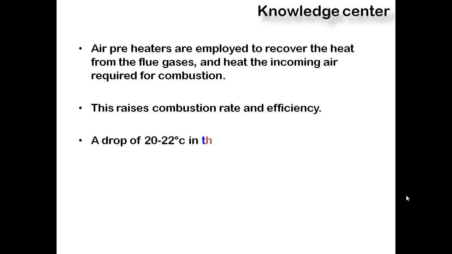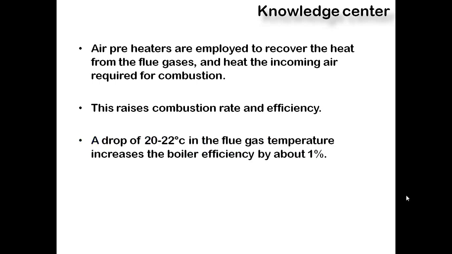In general, a drop of 20 to 22 degrees Celsius in the flue gas will increase the efficiency of the boiler by about 1%. So instead of just wasting that flue gas and allowing it to go into the atmosphere at a high temperature, in between I am using an air preheater. That air preheater is going to recover the heat from the flue gas, and that is going to heat the incoming air which is required for the combustion. This is about the air preheater.